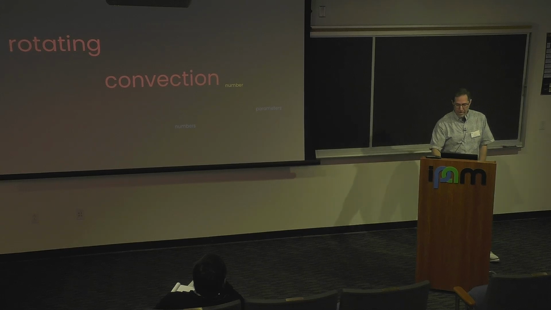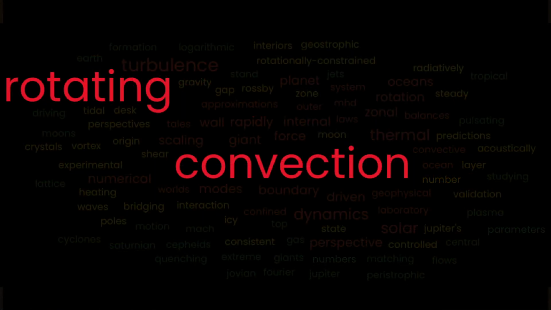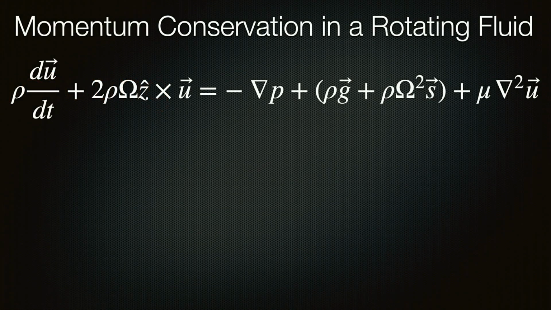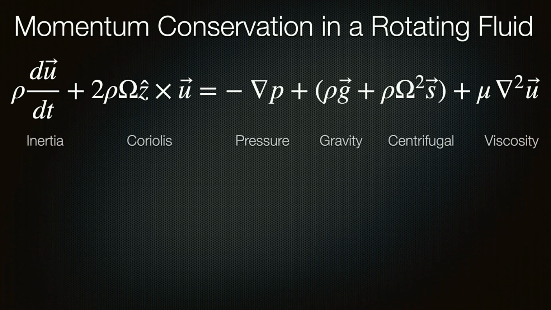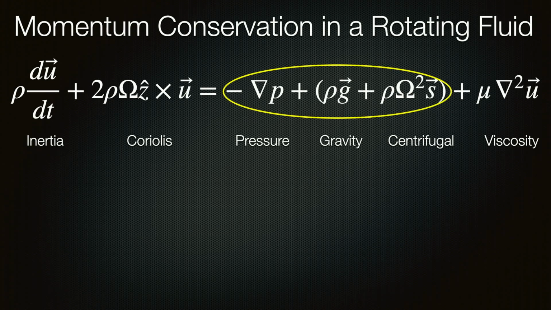Great. Let's keep going through our word cloud. Let's focus on rotation for a minute. If we look at Navier-Stokes in a rotating reference frame, we have inertia, Coriolis, the pressure gradient, gravity, centrifugal, and some sort of viscous term. Let's just walk through it. Let's say we're in a system where U is 0. So then static balance is these three terms in the yellow ellipse.